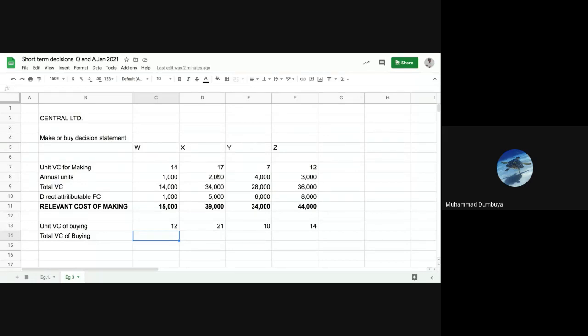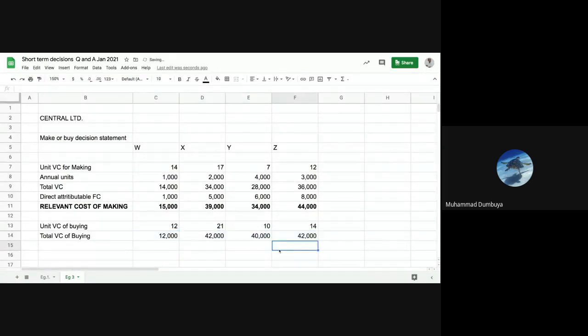Let me try. Yes, Umar. It will be equals C13, which is the unit purchase price, multiplied by C8, and C8 is the annual unit. Exactly, you are correct. And then we replicate.